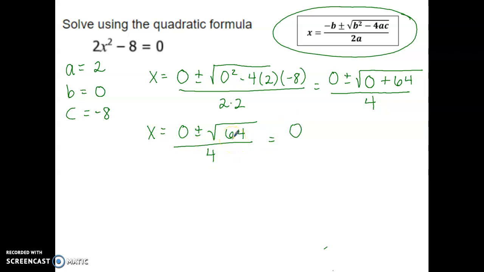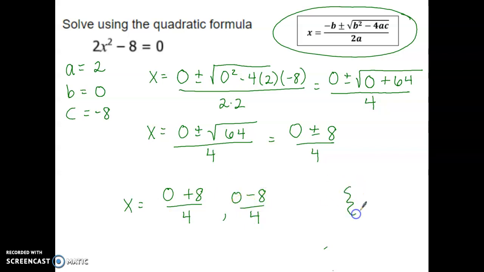Okay, do we know the square root of 64? Well, yes, we do. 8 times 8 is 64. So the square root of 64 is 8. And just like last time, to find my two answers, I'm going to say 0 plus 8 divided by 4. And then I'm going to say 0 minus 8 divided by 4. So 0 plus 8 is 8, and 8 divided by 4 is 2. 0 minus 8 is negative 8, and negative 8 divided by 4 is negative 2. And so those are my two solutions for this one.